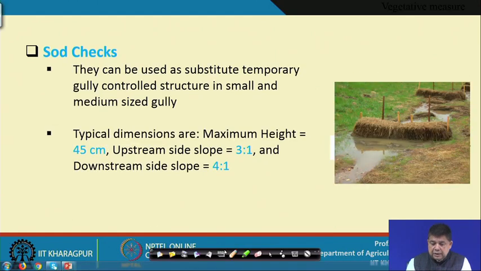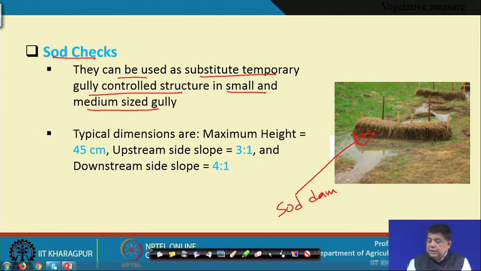Then we have the third category, which is sod checks. They can be used as substitute temporary gully control structures in small and medium sized gullies. They behave more like a temporary gully control structure. Here you can see that sods are put to form a kind of dam basically. We can also call it a sod dam.